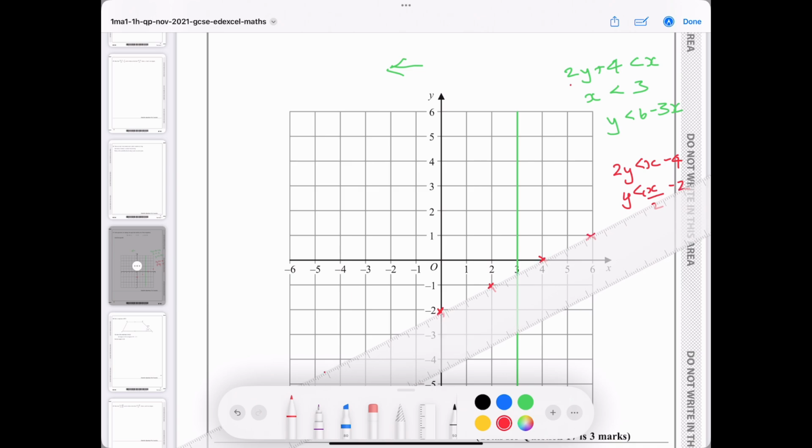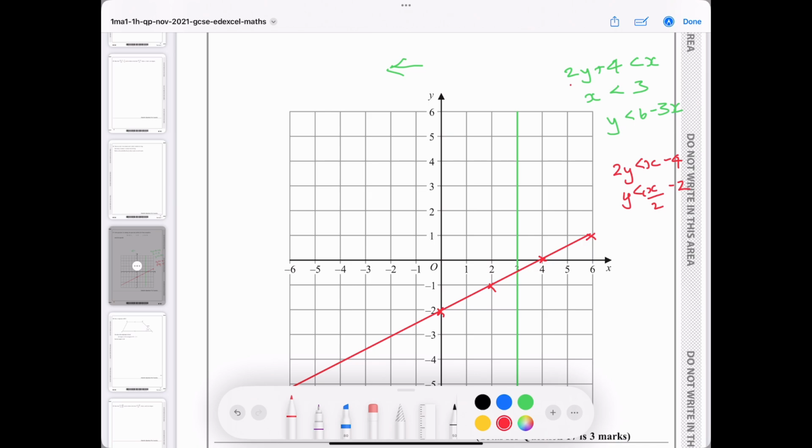No, I haven't actually bothered with any of the other stuff yet. I haven't bothered with the inequalities.